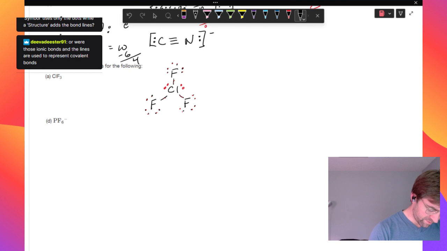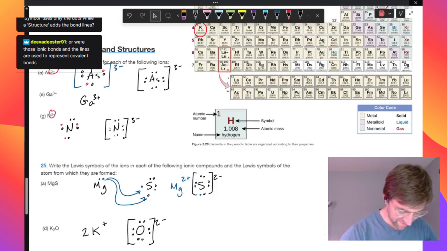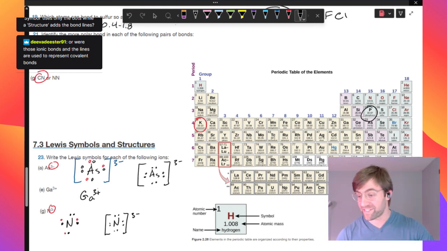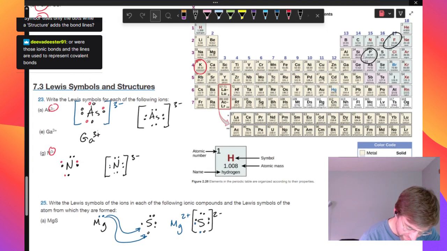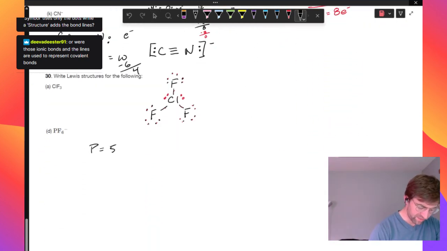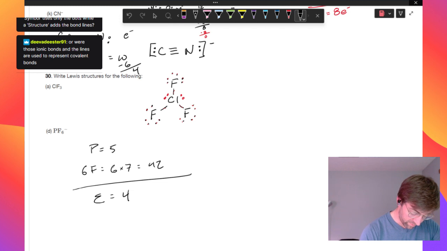Next up, we have phosphorus and fluorine. 6 fluorines with a negative charge. This is wild. So let's look at our periodic table. Excuse me, phosphorus. I said fluorine, didn't I? That is fluorine. P is phosphorus. 7, 6, 5. Gives us 5 electrons. 6 times 7 is 42. Gives us 47 total, plus 1, because we have that negative charge. Gives us 48. 48 total electrons.